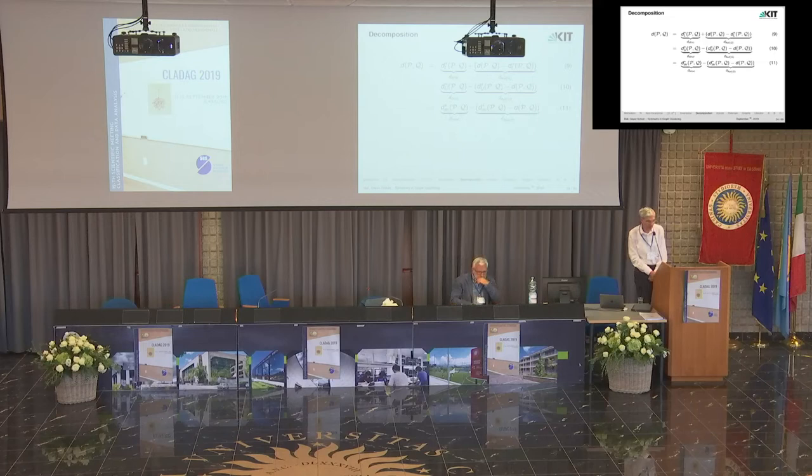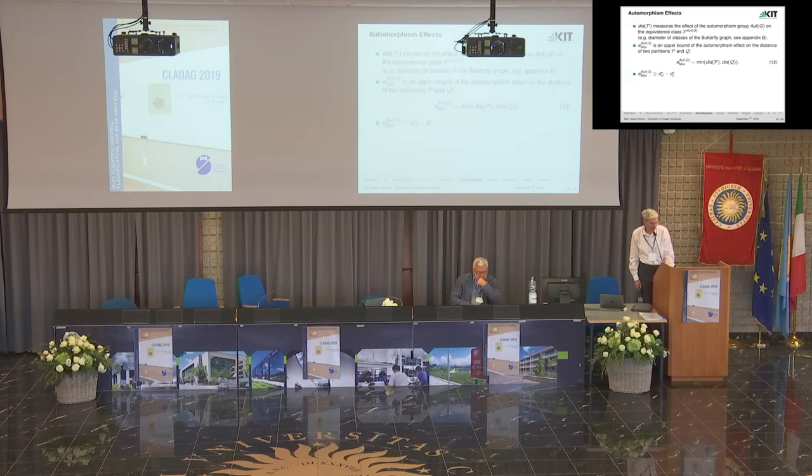That is, we can get three different structural measures, and three additional effects of the automorphism group relative to the measure we have chosen, and this shows you how we have constructed this. Okay, and that means we can really look at automorphism effects in graphs.